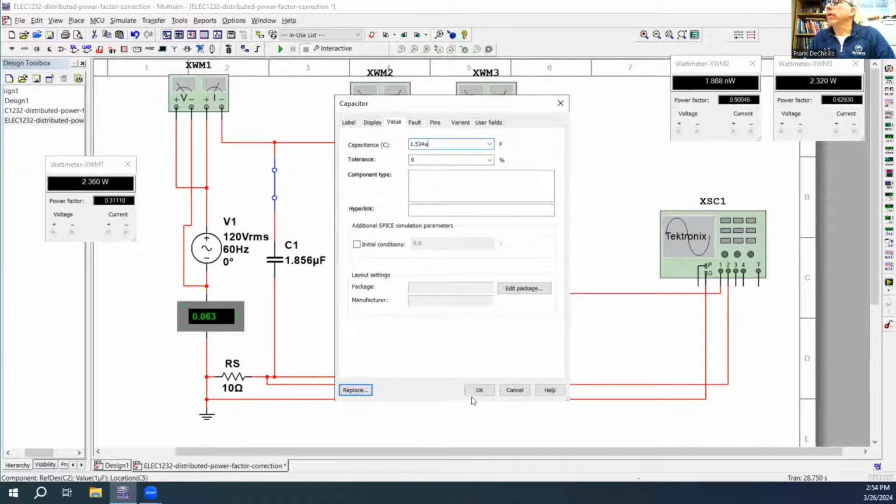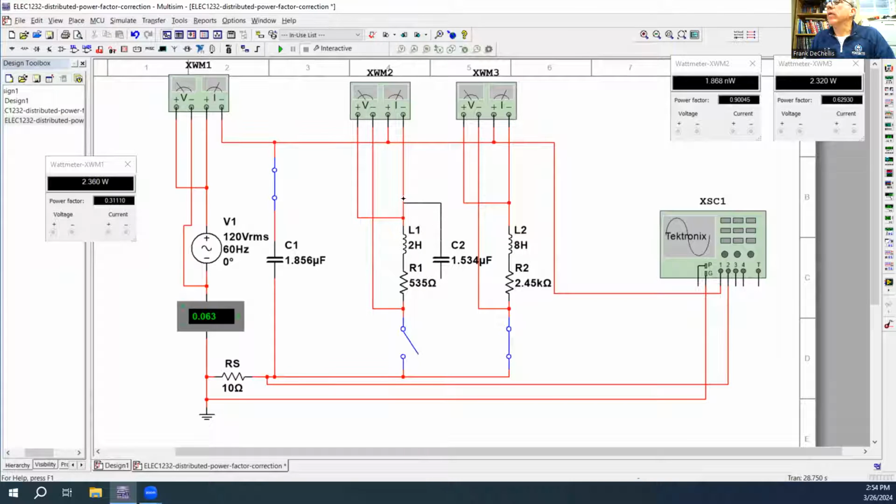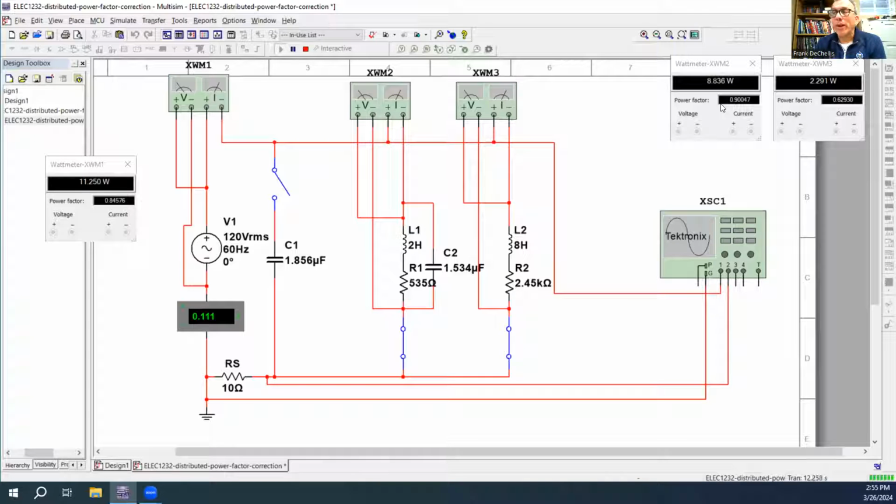Okay, let's watch the power meter, the watt meter on branch 1. I'm going to disengage that. So now branch 1, the watt meter's right here, has now been corrected to 0.9. So that branch is corrected now. So now let's correct branch 2.